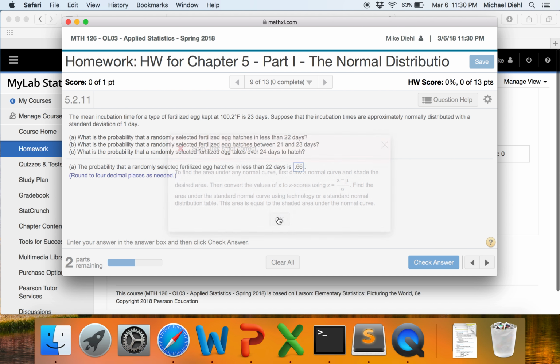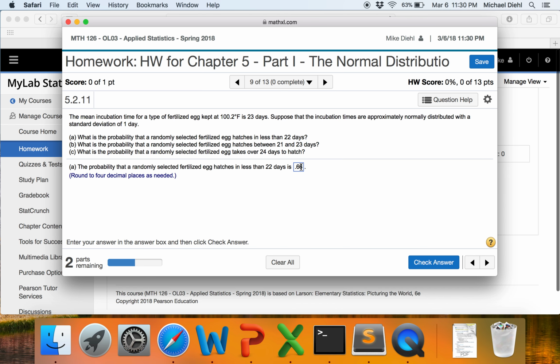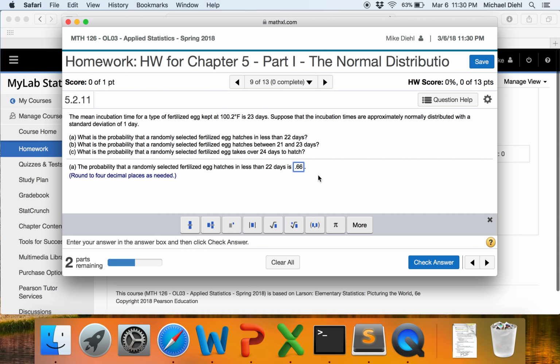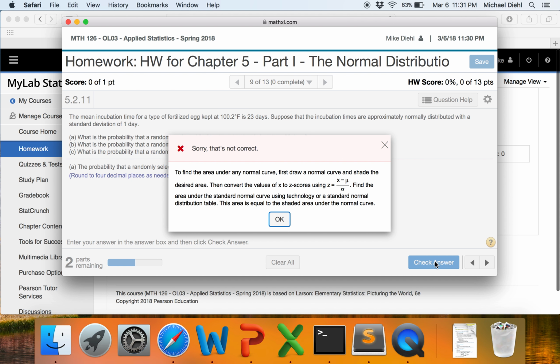But what it does let you do is try it again, right? So I did 0.66 before, and that was wrong. So I think I actually maybe can figure the answer out to this. 34. So standard deviation is 1. So 68, 34. So I think it's maybe 0.16, maybe? Oh, no, okay.